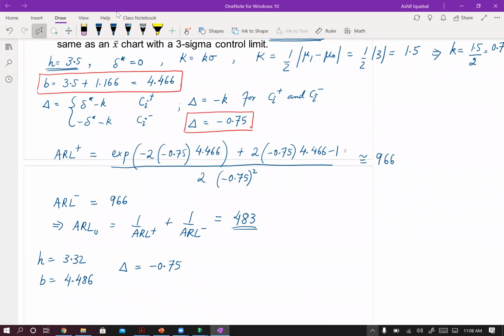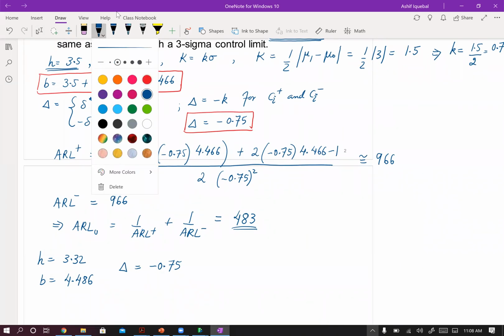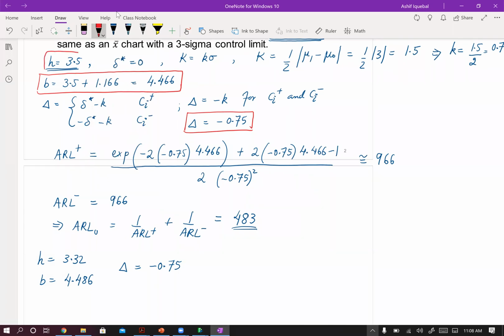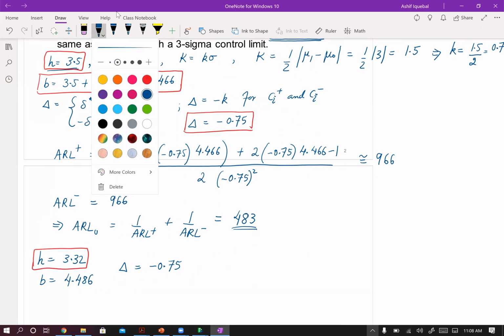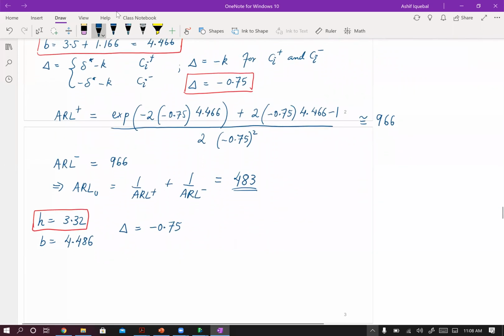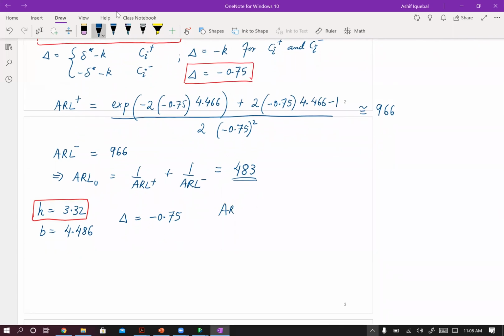In the previous case, I used a value of h equals 3.5. Let me just mark here. Now I'm using h equals 3.32. Now if I use h equals 3.32, again I can calculate ARL plus, which is equal to exp of minus 2 times minus 0.75, now times 4.486.